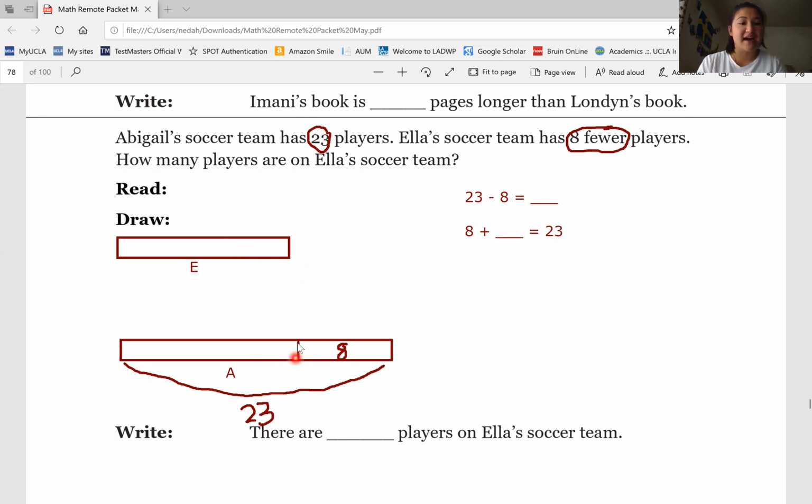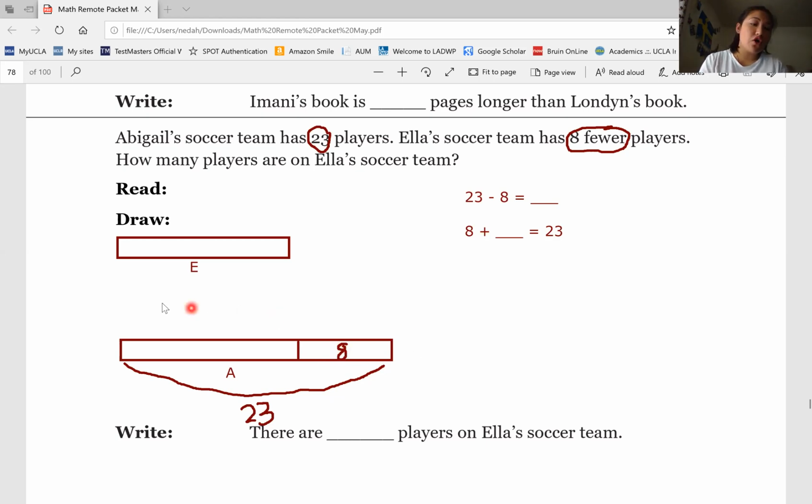I drew a line on Abigail's tape. So I drew a line to show that this part of Abigail's tape is equal to this part of Ella's tape. Then I knew that Abigail had 8 more than Ella, so the part that goes after that is longer than Ella's tape. I wrote 8 right there because I know this part is equal to 8.